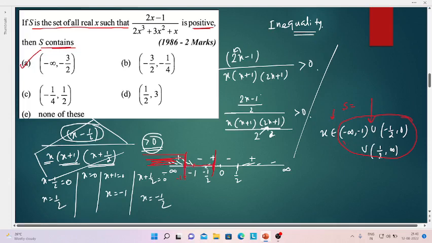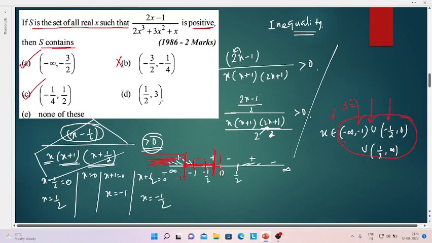So in minus 3 by 2 to minus 1 by 4, there is a part which contains negative symbols, and that part does not belong to that particular set. So option B will not be the correct option. Similarly, if we check option C, then you can see that 1 by 4 to 0 contains only positive values, and that also is a part of this particular set, right? So option C will be the correct option.